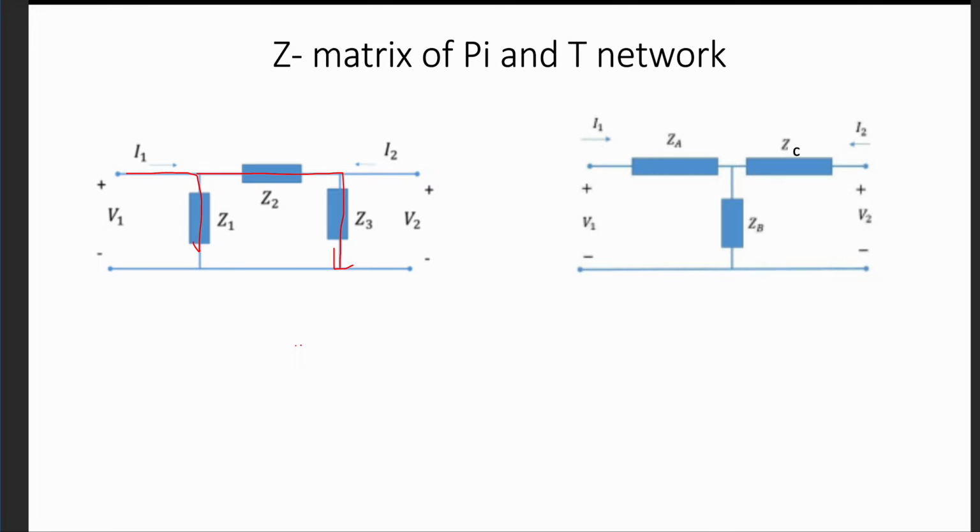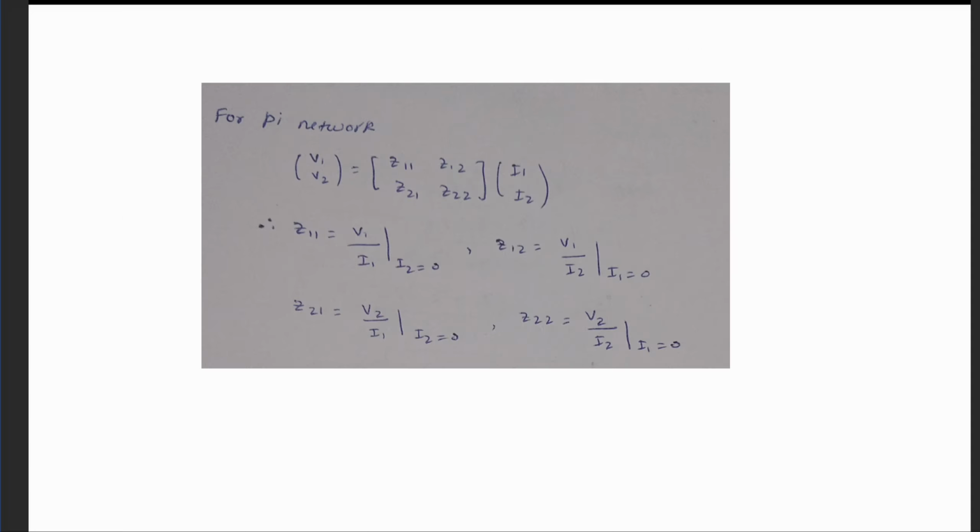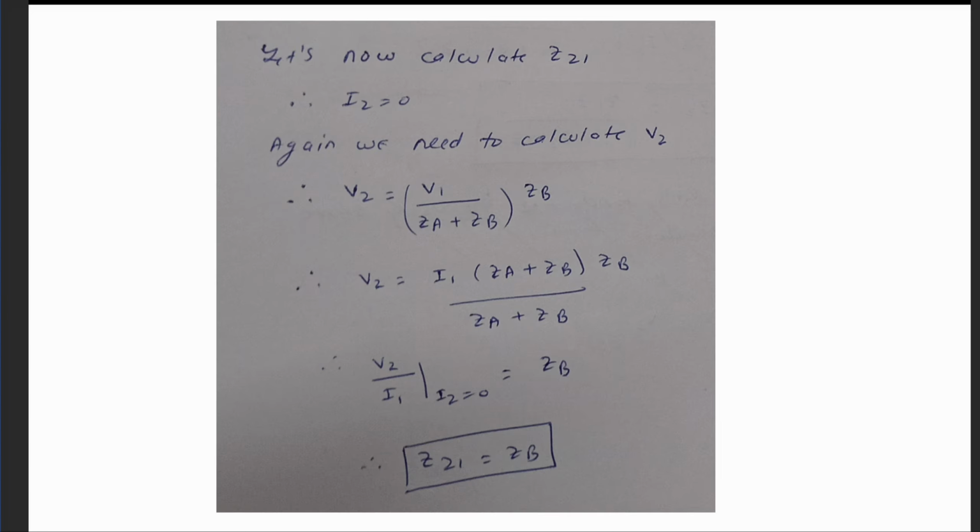I think, sir, for Z12 and Z21 some value will be eliminated. So what is the number, whether it will be in terms of ZA, ZB, ZC, or just a number like 1? So what is that value? It's really easy actually. If you understood the pi network, then T network is really easy. Maybe let's go through and you need to tell me where you faced problem. Okay, so let's go through that.